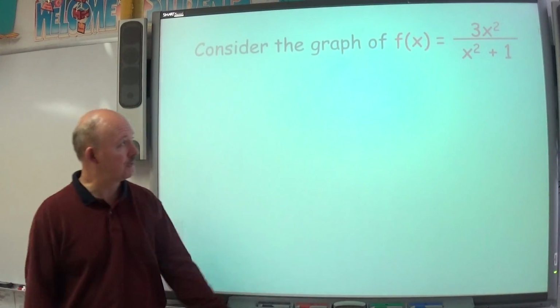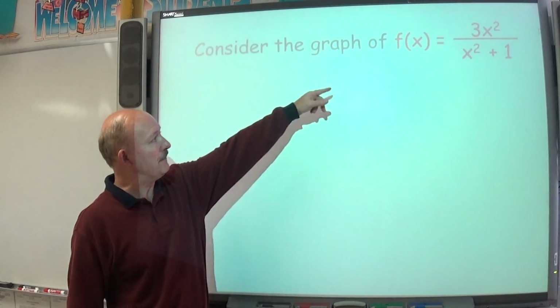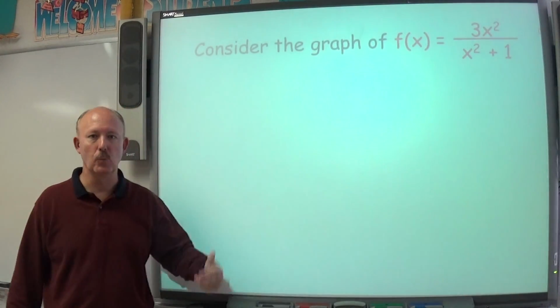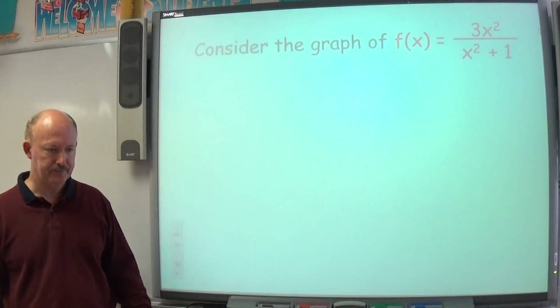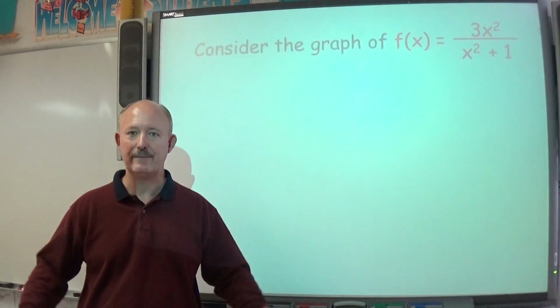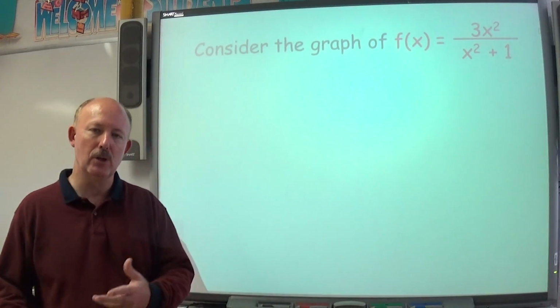Now consider this function right here. We're going to do a little rational function. Consider the graph of f of x equals 3x squared divided by x squared plus 1. If you have a graphing calculator available, you could always take a look at the graph of this and it can give you some idea of what the end behavior will look like. But I'm going to do a little chart.